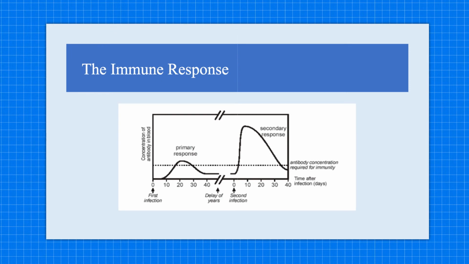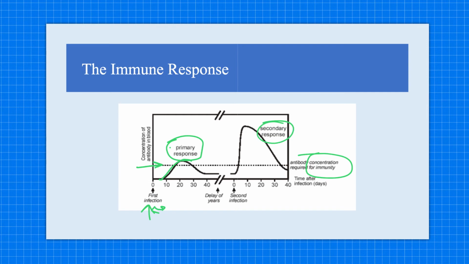So once antibodies are produced, there are 2 responses that may occur. The first response, as we can see in this graph, is the primary response. We can see the first infection at day 0, and you can see the concentration of antibodies increasing, and it needs to get to a certain level where immunity is achieved. And as you can see, there is a delay between the first infection and antibodies actually being produced. So we're going to talk about that first response, and then the second thing is the secondary response.